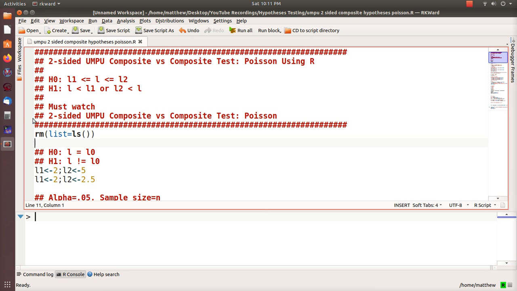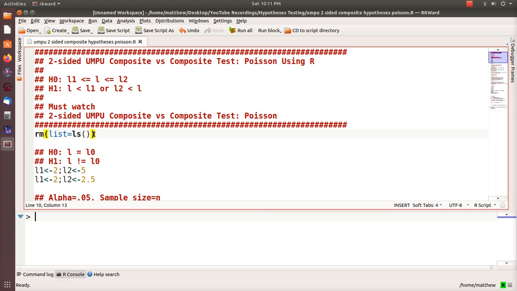Now, in the previous video we looked at the theoretical calculations and how to derive the equation that we need to solve to find the critical regions, and now we're going to use R to do that. So the null hypothesis is that the lambda parameter in the Poisson process is between two values, lambda 1 and lambda 2, or is it less than or greater than in the alternative hypothesis.